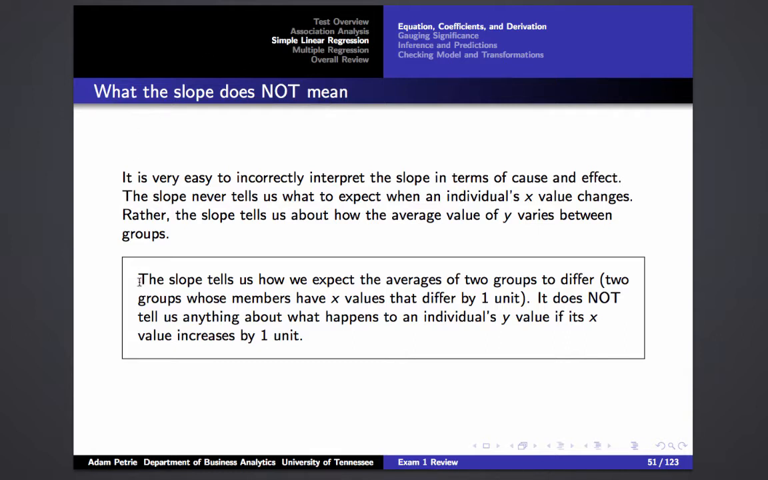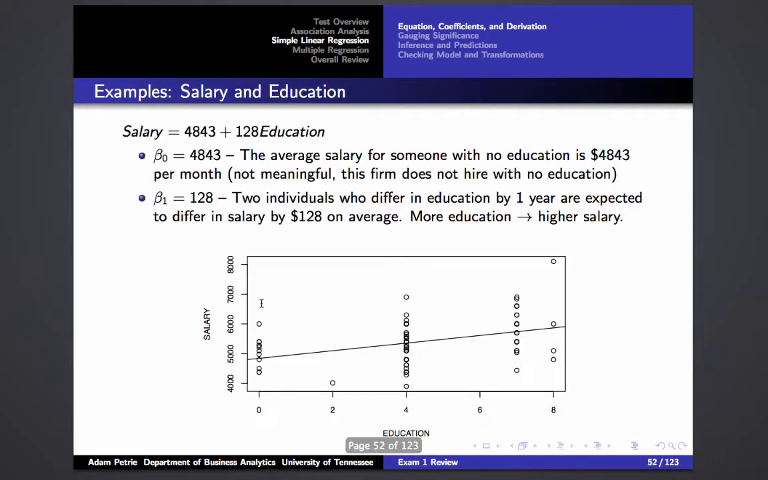The slope only tells us how we expect the averages of two groups or two individuals to differ. Not the same individual. It doesn't tell us anything about what happens to an individual's y value if its x value increases by 1 unit. Key thing to remember, don't forget that.